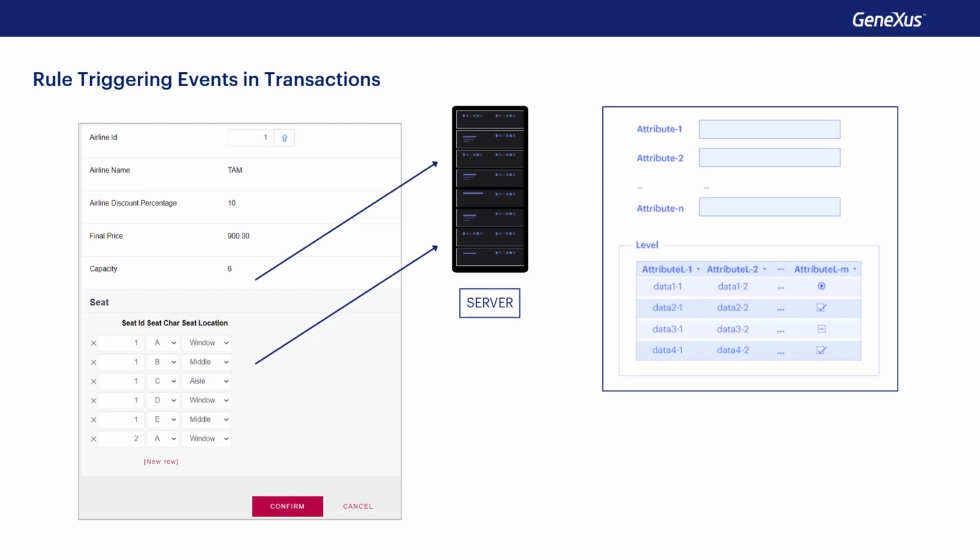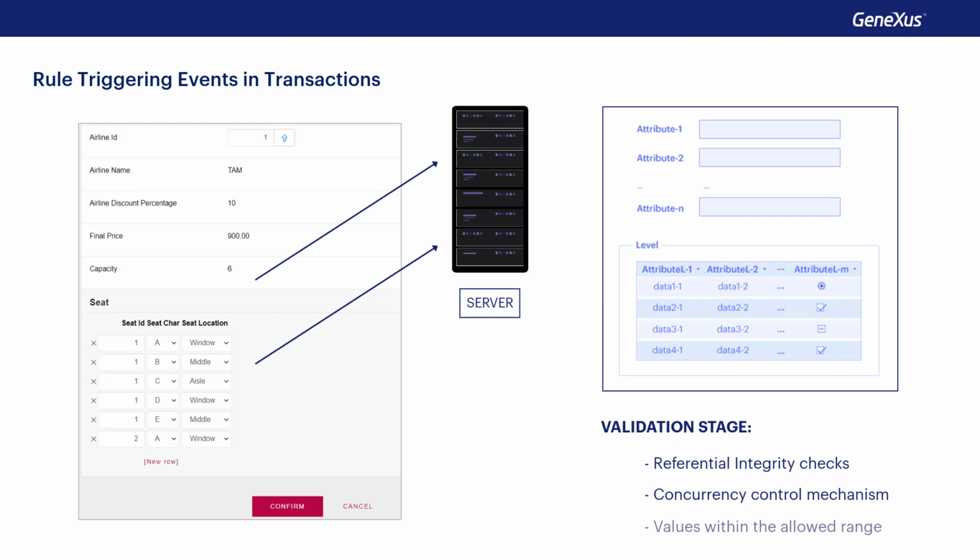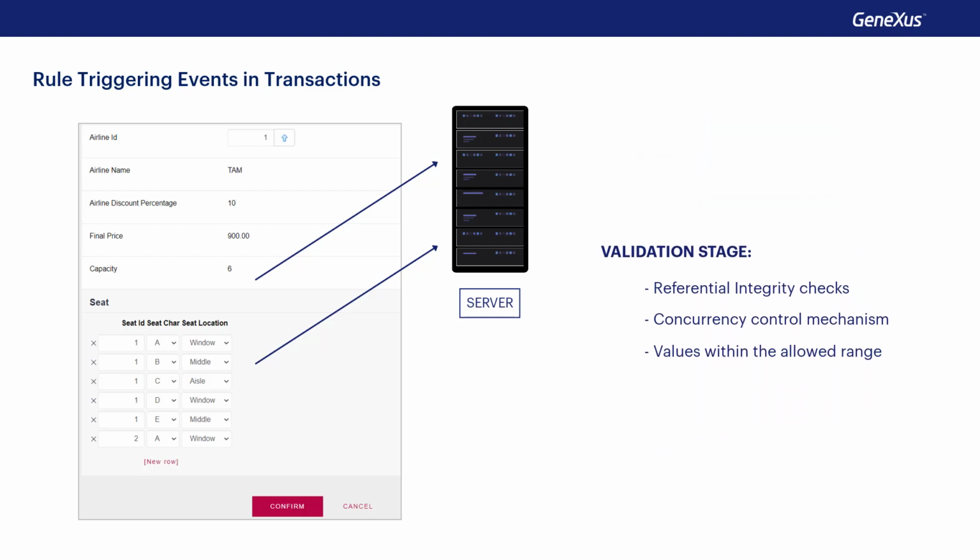Once Genexus has finished executing these rules and formulas, a validation stage begins, in which all the referential integrity checks are verified. The concurrency control mechanism checks that the relevant data has not been modified. And it's checked whether the values that were entered for the attributes are within their allowed range. Genexus allows us to condition the rules to be executed immediately before performing this validation, using the triggering event on BeforeValidate, and immediately afterwards using the triggering event on AfterValidate.